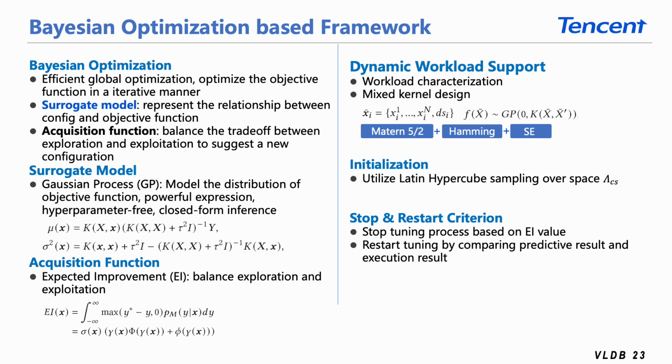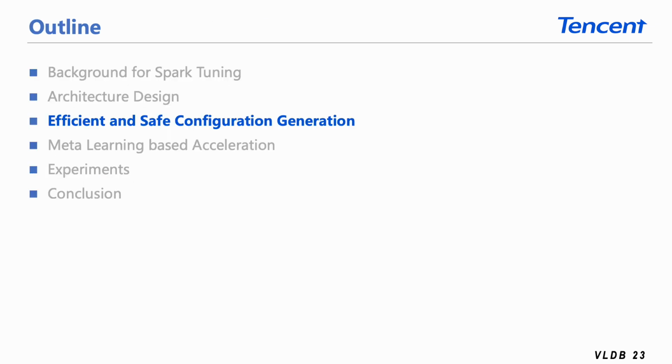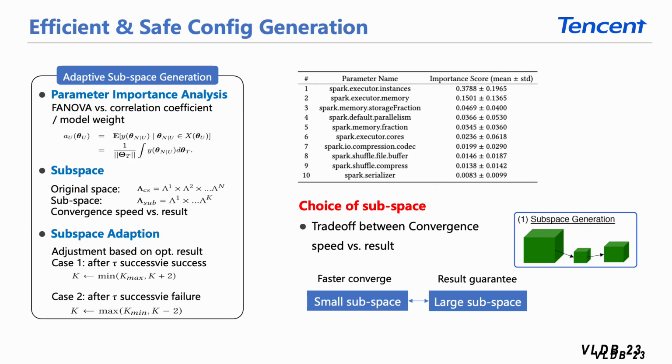We adopt a mixed kernel design in the surrogate model to support dynamic workload. Besides, we utilize Latin hypercube sampling to initialize the search and depend on EI values to stop and restart the tuning process. Next, we introduce the details about the configuration generation. To achieve efficient and safe configuration generation, here we develop 3 techniques.